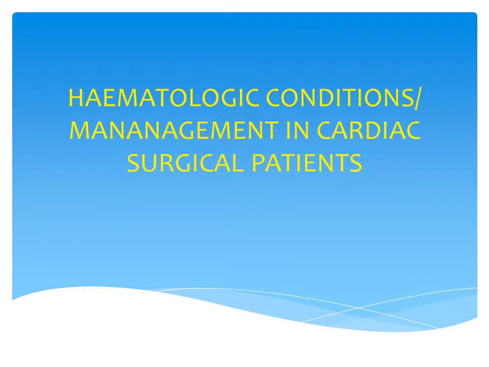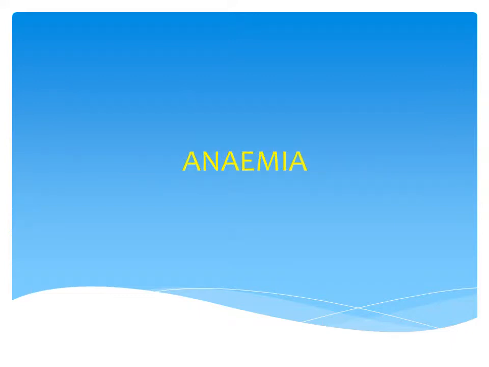Hematologic conditions and management in cardiac surgical patients. We see a lot of hematological conditions, and the most commonly seen condition in any medical or surgical patient is anemia. Anemia can be divided according to the size of RBCs, and it could be microcytosis, macrocytosis, or normocytic anemia.